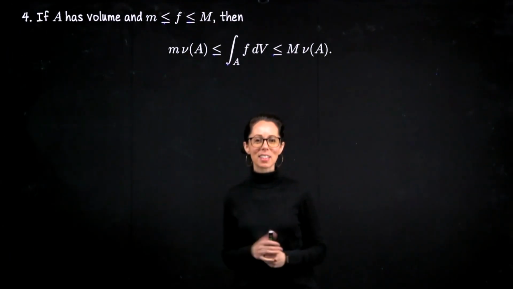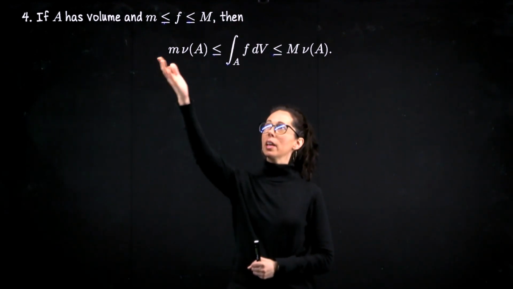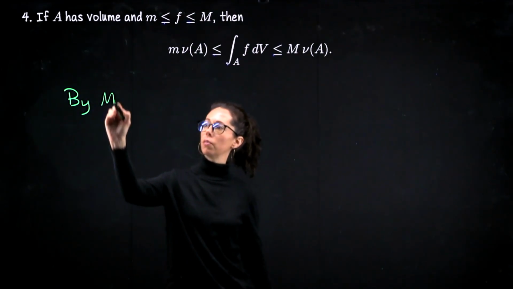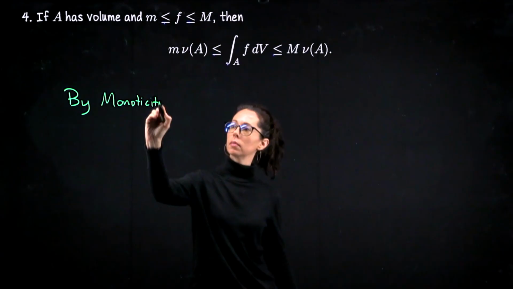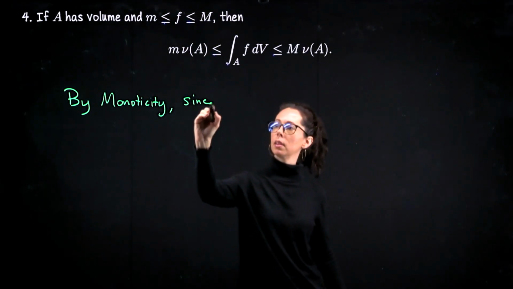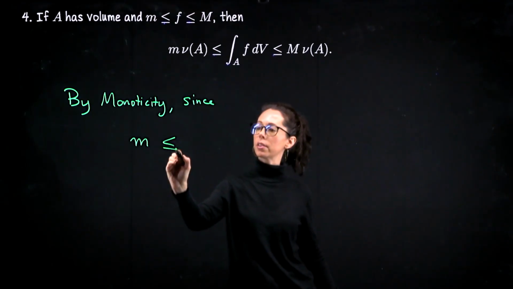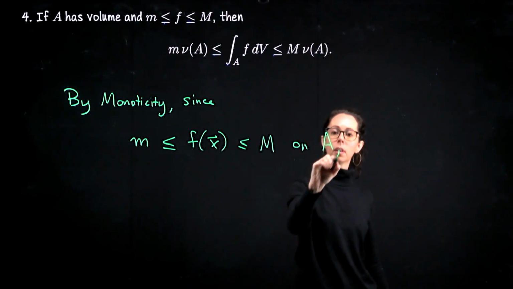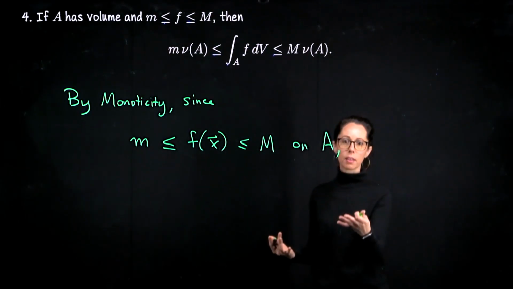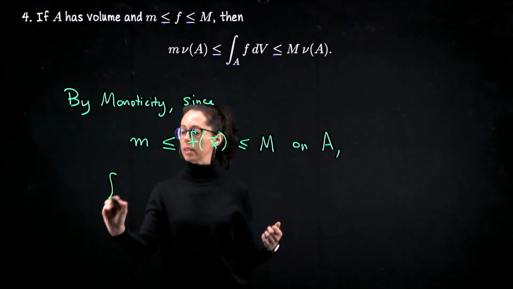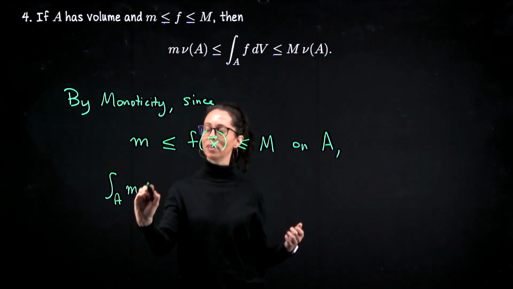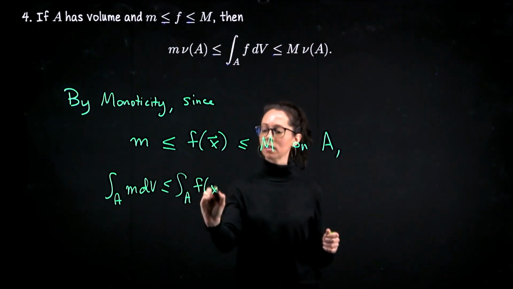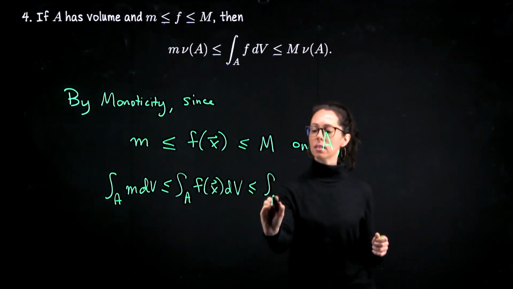The rest of the proof is very fast, as you're probably imagining. We are going to treat little m and capital M as constant functions. So by monotonicity, which we have already shown for the Riemann integral, since the constant function little m is less than or equal to f of x is less than or equal to capital M on A, their Riemann integrals have the same sense of inequality here. So we can say the Riemann integral over A of little m is less than or equal to this, less than or equal to this.